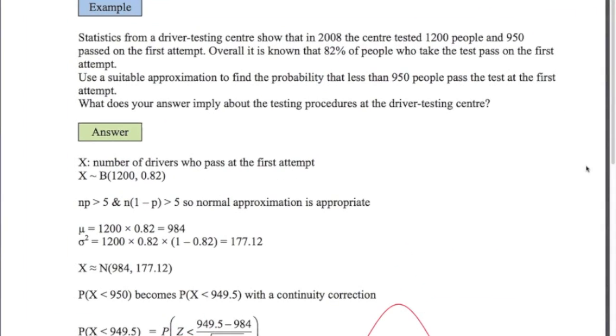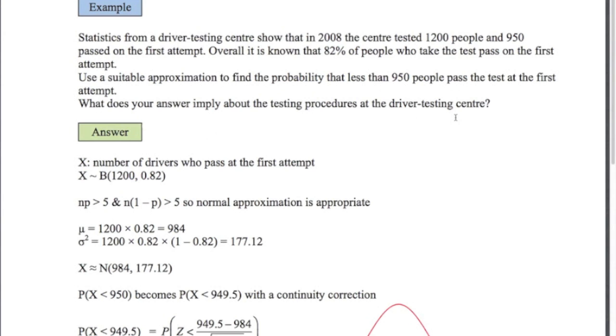One more example I'll just go through quickly. We've got a driver testing centre showing that out of the 1,200 people that they test, 950 pass on the first attempt. We know from past statistics that 82% of people pass the test on the first attempt. So I want to know, what's the probability for this testing centre that that will happen? Given that the national average of 82% is what we're assuming it to be, what's the chance that 950 out of 1,200 people will pass at their first attempt?